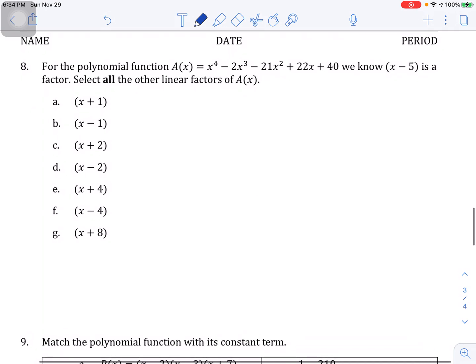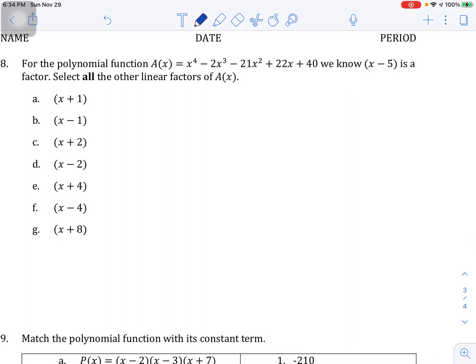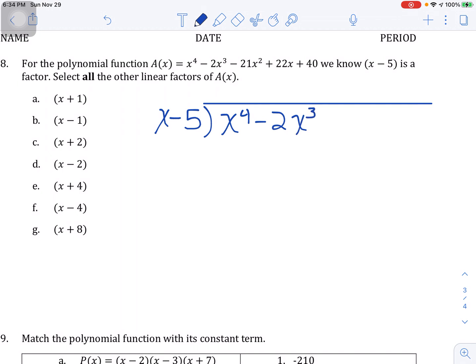Number 8, we start with a quartic or a fourth degree polynomial, and we want to divide by x minus 5 to find all the other linear factors. So this is going to take some guess and check, but let's start with x minus 5. We'll factor that out, or divide that. So we have x to the fourth minus 2x cubed minus 21x squared plus 22x plus 40.